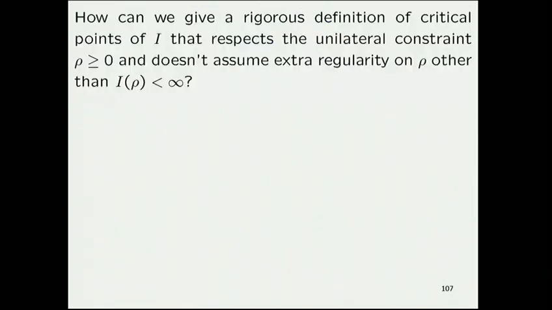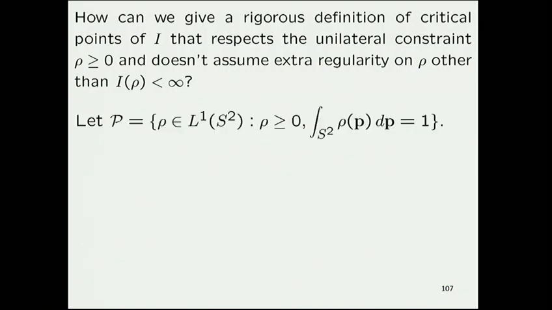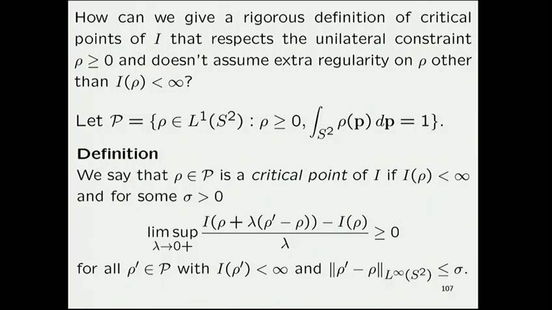Okay. But the question is, how can you give a rigorous definition of a critical point that respects the unilateral constraint and doesn't assume extra regularity on rho other than the fact that I of rho is finite? So let's let P be the space of continuous probability measures on the sphere, so L1 functions, non-negative, integrating up to 1. And so this is the definition I'm going to use.